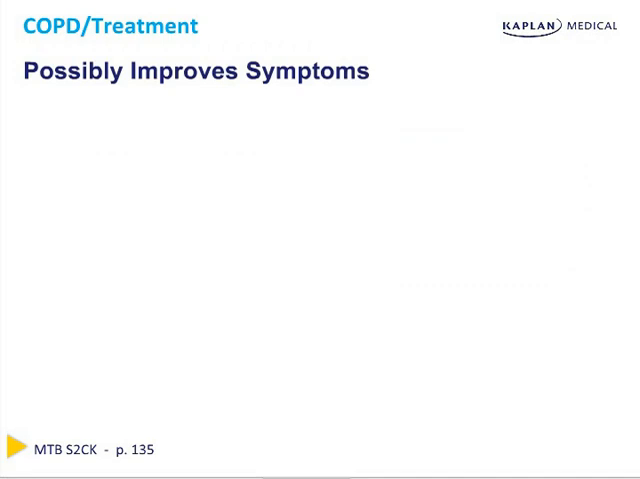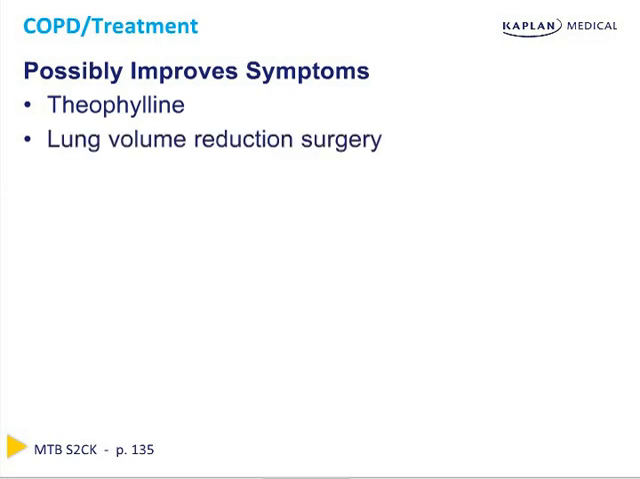In addition to those therapies already mentioned, there are a few others that might improve symptoms for some patients, but again, are not shown to change disease progression or mortality. The first of these is theophylline, which we already mentioned as being used for asthma as well. Lung volume reduction surgery involves cutting out portions of the upper lobes in patients with upper lobe predominant disease. This can actually help the rest of the healthy lung to expand and can help patients with symptoms, but again, no effect on mortality or disease progression.